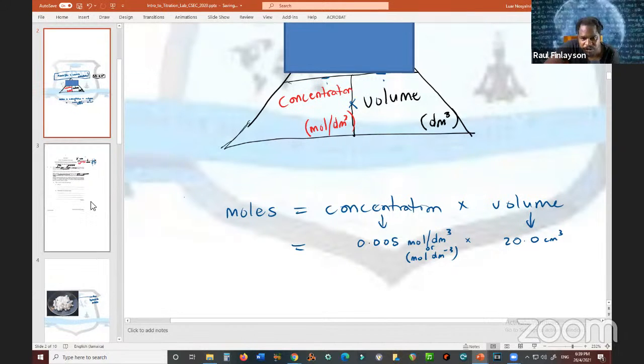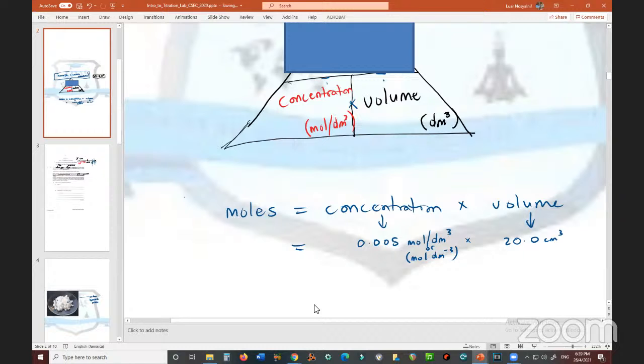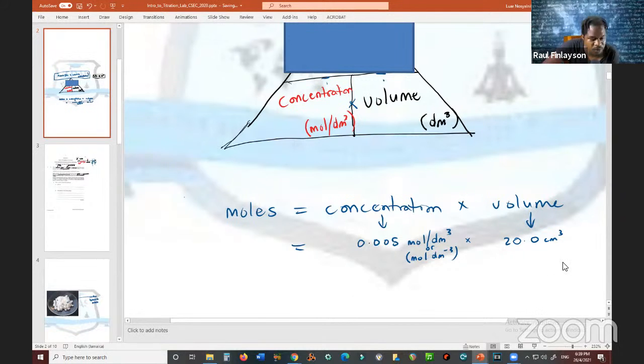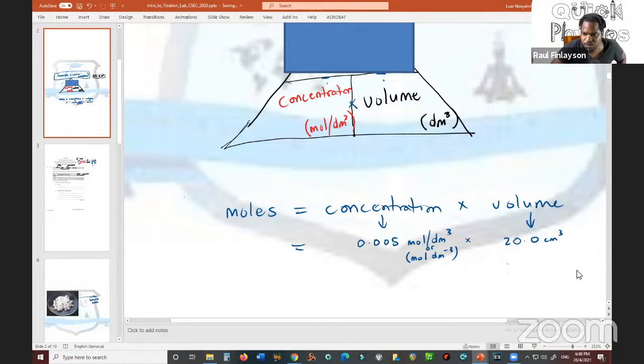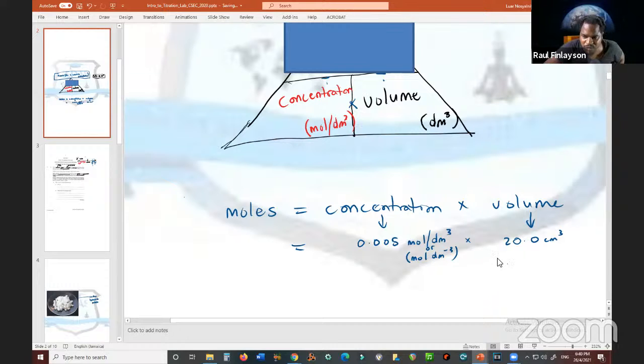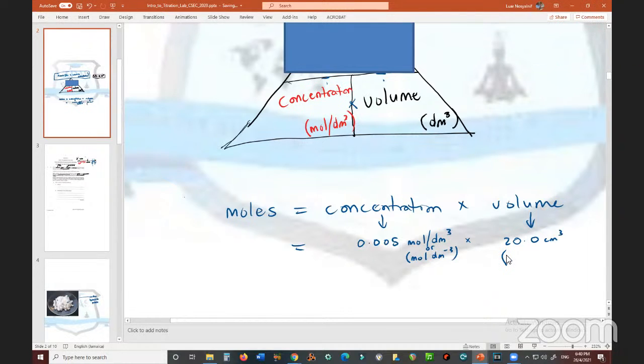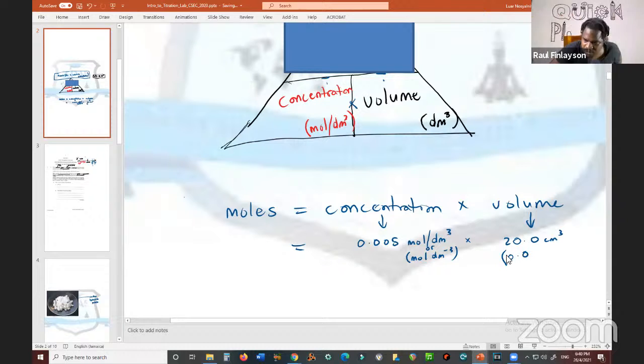What needs to happen to it? You need to convert it to dm. Very good. Needs to convert to dm cube. So how do we do that again? Divide it by 1,000. All right, very good. So you guys are learning that, which is important and lovely. All right, so it's 20 divided by 1,000, which would give you what number? 0.02. All right, so it's 0.02.